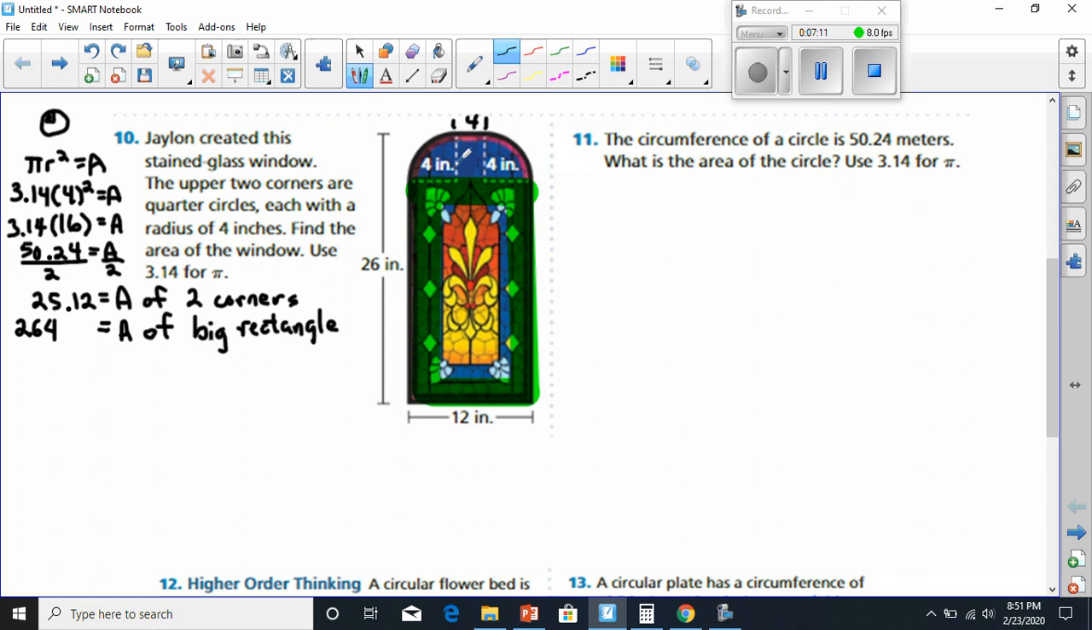And since this is 4 right here, we know this is really a square of 4 by 4. Well, 4 times 4 is 16. So I know that this little square right here is going to be 16. And that's going to be the area of the square. We'll put little square.